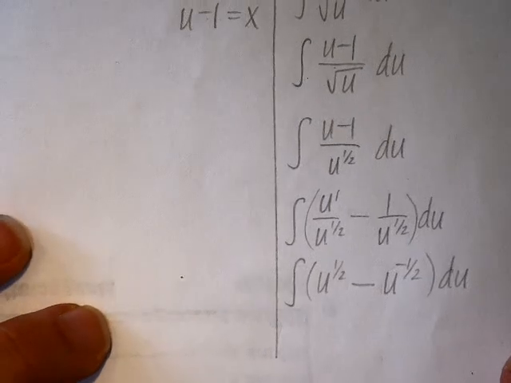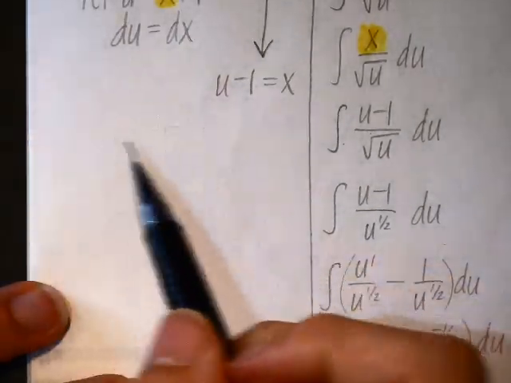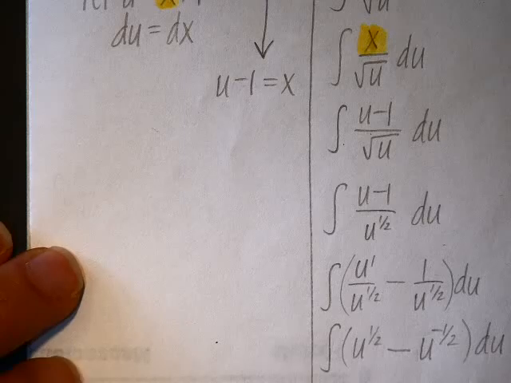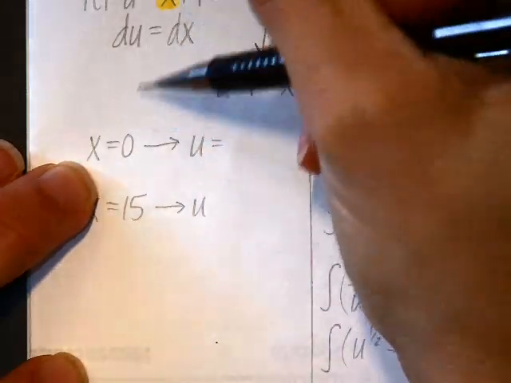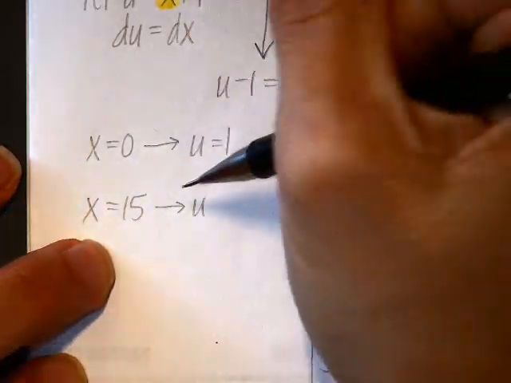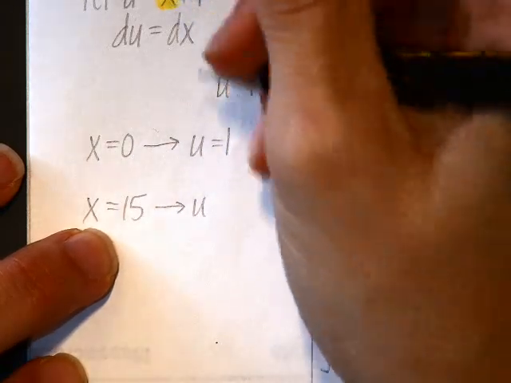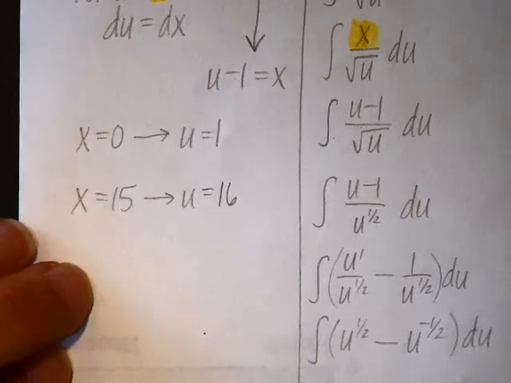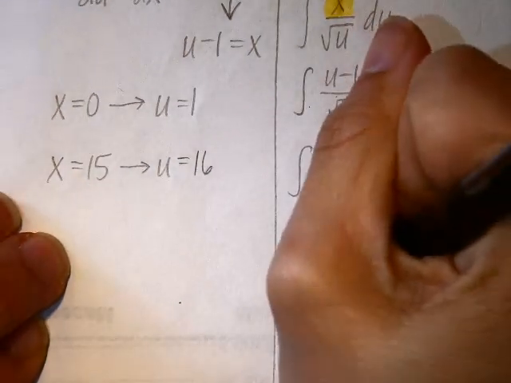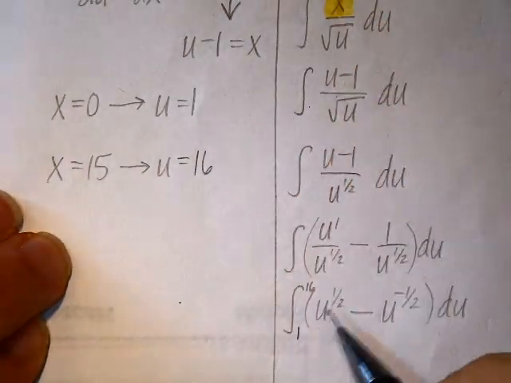The only thing that we still have to do, and I'm going to go back to my side workspace for a second, is convert my coordinates. Remember, x coordinates were originally 0 and 15, and I need to convert those to their corresponding u coordinates. So if x is 0, u is 0 plus 1, which is 1. If x is 15, u is 15 plus 1, which is 16. So now I can finish the problem with the values of 1 and 16.